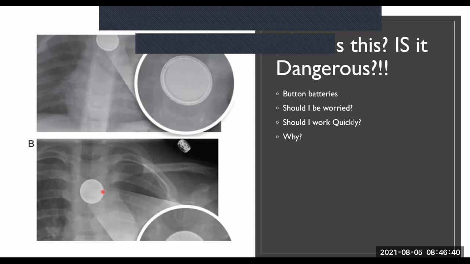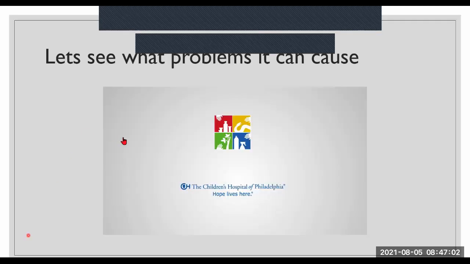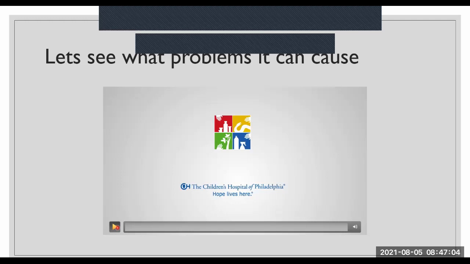So button batteries, of course, have the potential for straightforward occlusion. But that's actually not very common because they're quite thin and quite small. When they tend to get stuck, it's like any 2-rand coin or 5-rand coin. It just gets stuck there, but there's still space for air to get through. So the question is, why is it worrying? I'm going to show you now why it's worrying. We're just going to see what problems it can cause, okay?